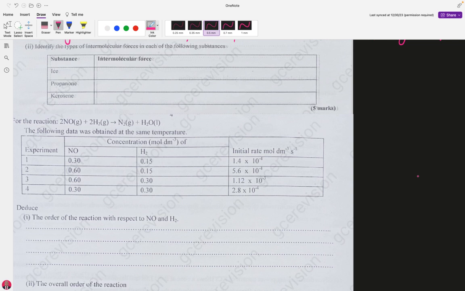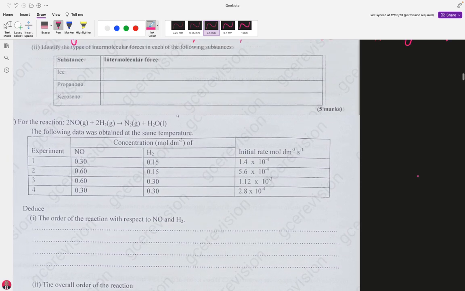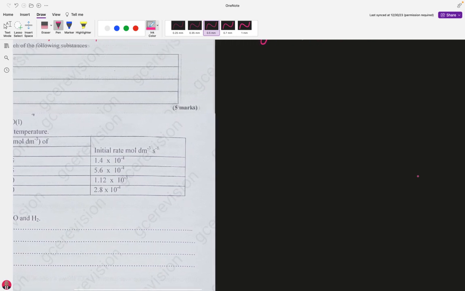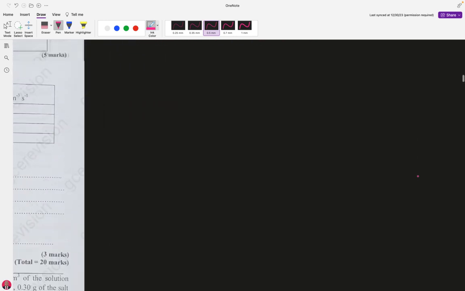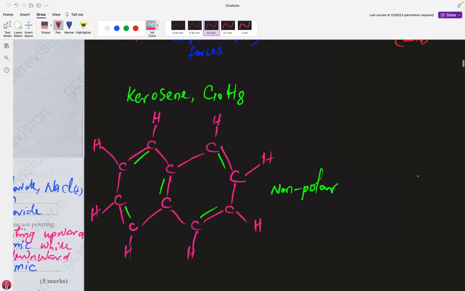Okay, identify the type of intermolecular forces in each of the following substances. Good. You don't need to disturb yourself. We have been given three substances, and we have ice. Ice is in the solid state. We have been given propanone, that is acetone or propan-2-one, and we have been given kerosene, that is a hydrocarbon. So now, let me give you the structures, and you will see and identify. From there, you will know how you can come out with the forces, the van der Waals forces.